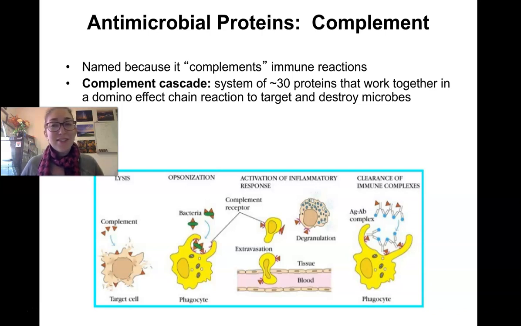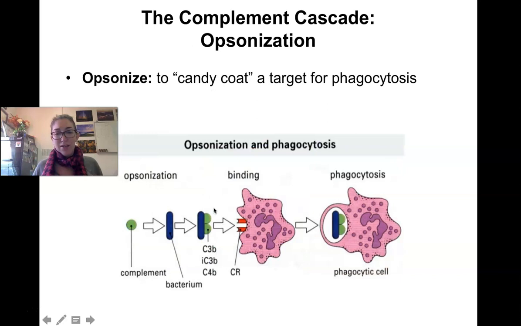It's a family of proteins. There's like 30 proteins, complement 1, complement 2, complement 3b, etc., etc. And they can do a bunch of things. The two most important things that they do is, one, they can do opsonization. Opsonize is a word that I like to say means to candy coat the bacteria. To opsonize basically means to bind all over the surface of the bacteria and make the bacteria look especially delicious for phagocytes and attract phagocytes to the bacteria.